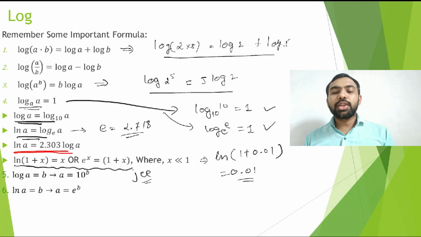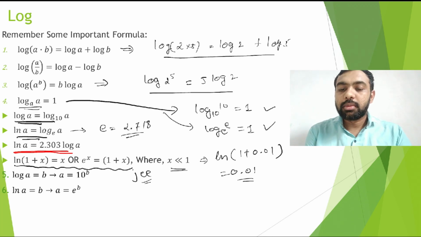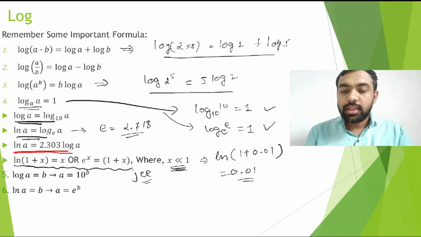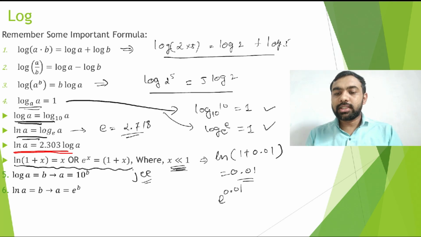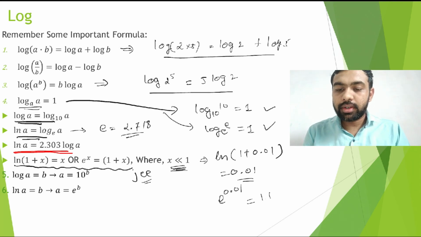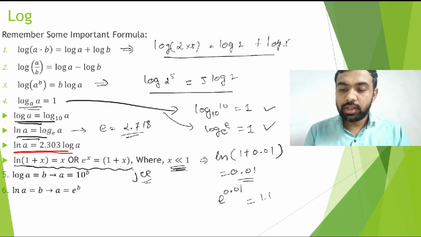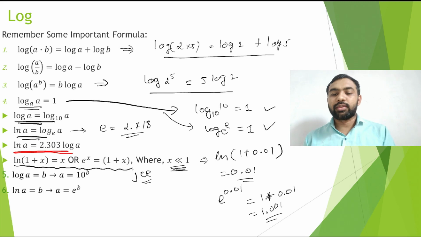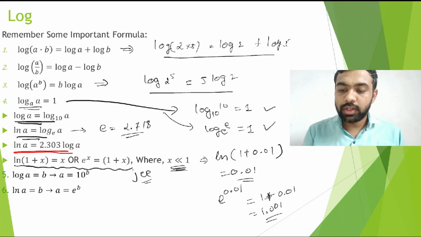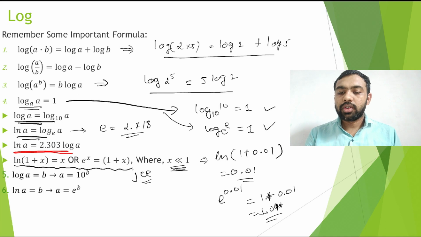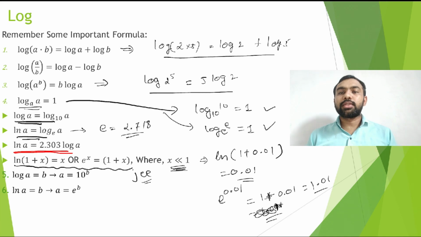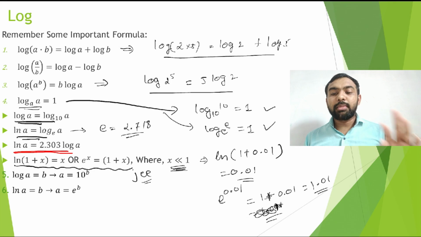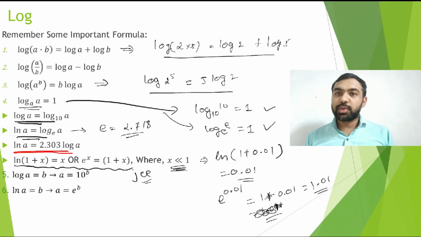Similarly, e raised to x is equal to 1 plus x when x is much less than 1. For example, e raised to 0.01, which is much less than 1. The answer is 1 plus x, 1 plus 0.01. Answer is 1.01. In this way you write the answer. That is quite a basic thing, and this equation is useful in JEE.